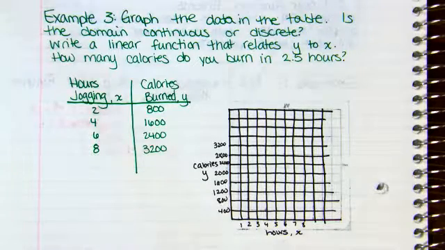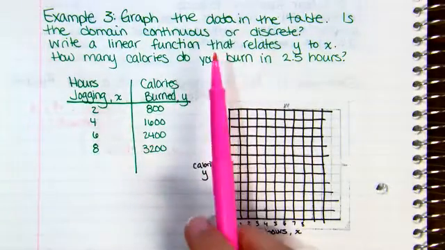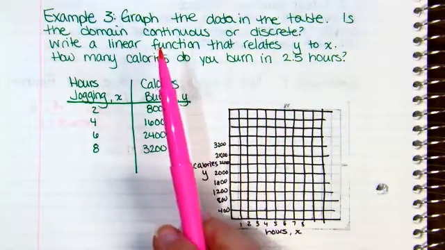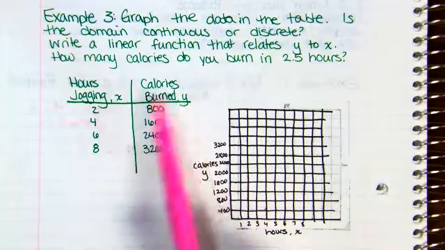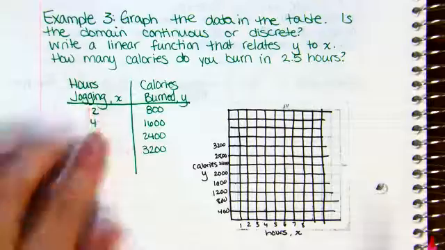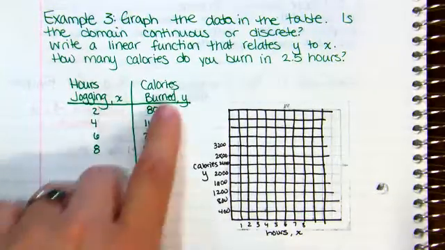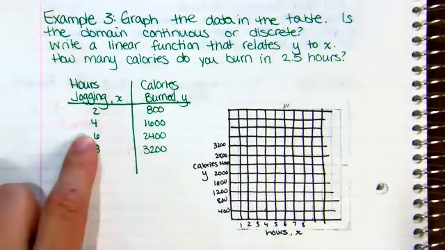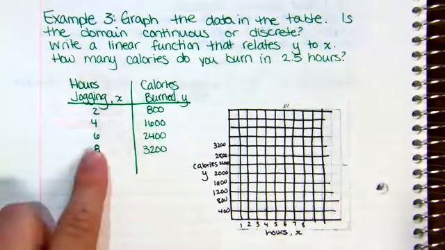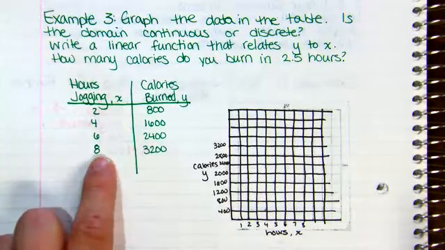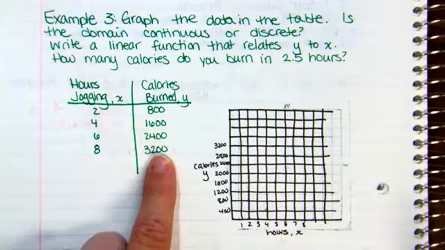For example 3, I'm given a real-life situation with data in a table that I need to graph. I need to determine if it's continuous or discrete. I need to write a linear function that relates my y values to my x values, and then I need to answer this question. So what we're looking at here is a table of hours jogging versus how many calories burned. If you jog for 2 hours, you burn 800 calories. 4 hours burns 1,600. 6 hours burns 2,400. 8 hours, that's a lot of jogging, maybe it's in a week, burns 3,200 calories.